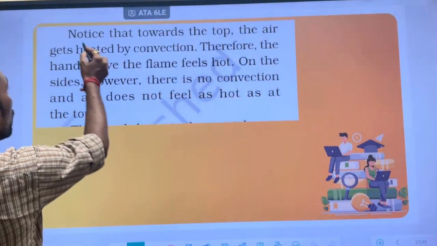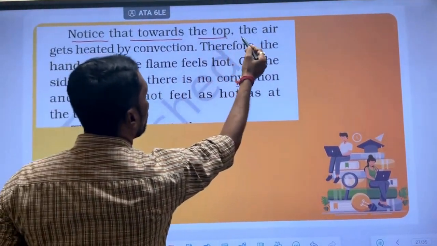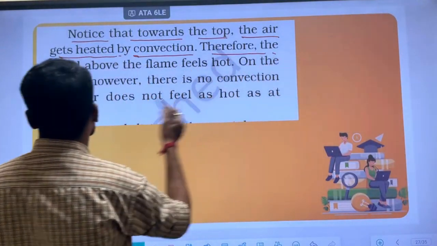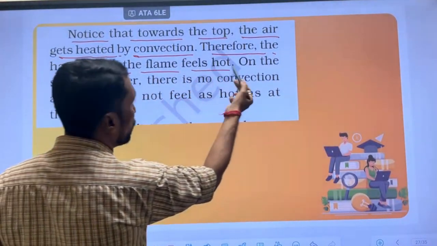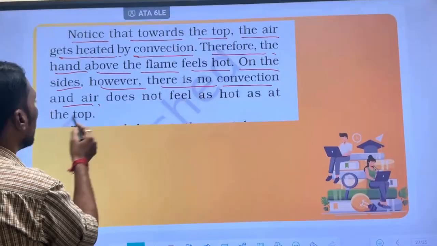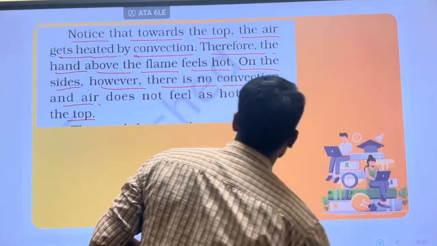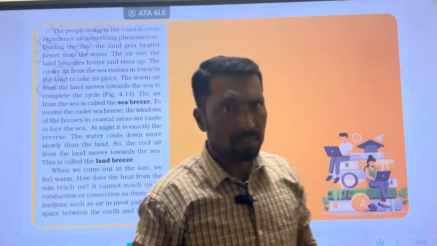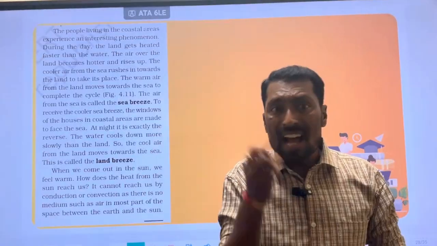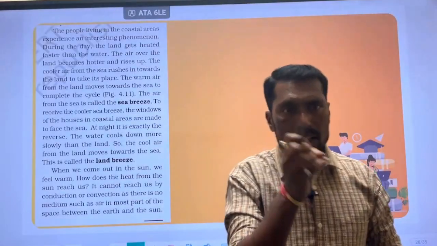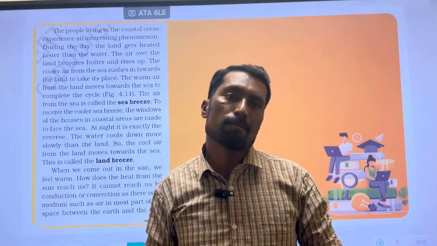Okay, notice that towards the top the air gets heated by convection, therefore the hand above the flame feels hot. On the side, however, there is no convection. Also read that again, this page is there. Okay, so this is all about convection and conduction.